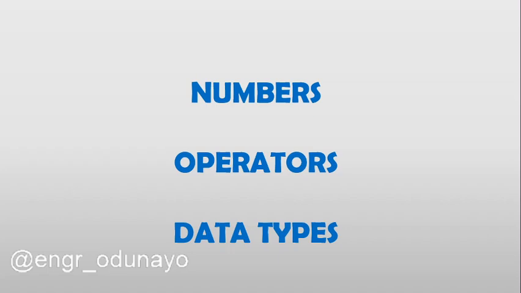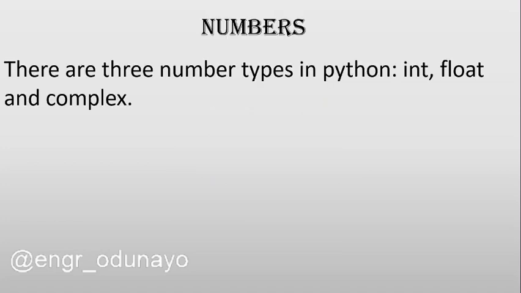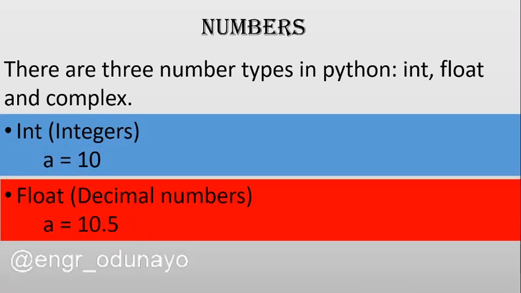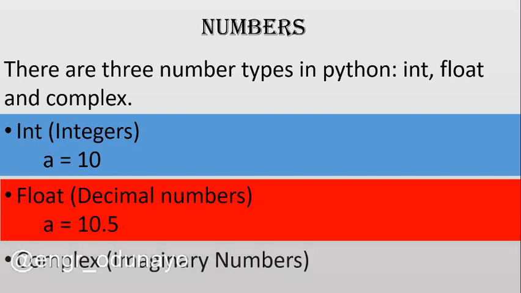Hey guys, welcome to the third part of this tutorial. In this particular section, we're dealing with numbers and operators. Try to recognize these numbers in three forms: the integer, the float, and the complex number. The integers deal with whole numbers, the floats deal with decimal numbers, and the complex deals with imaginary numbers.